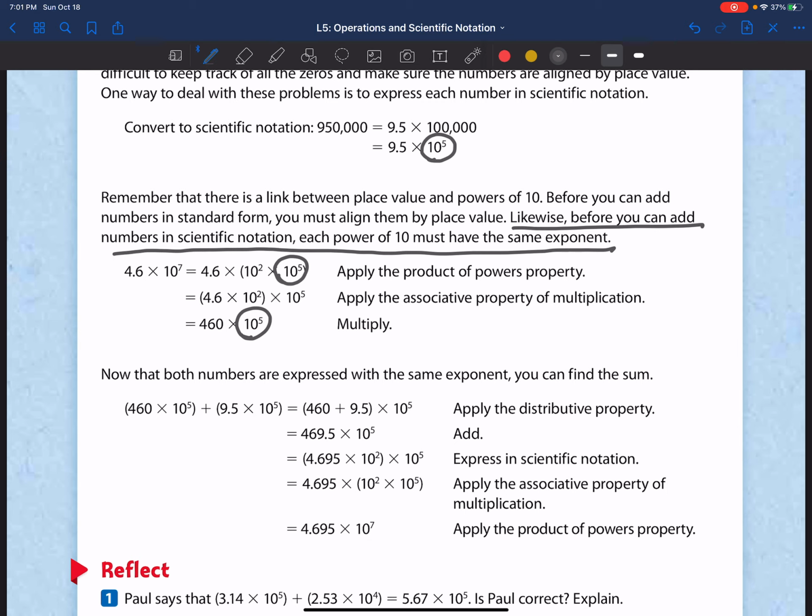So then we can regroup again, just pulling out our common factor, which was 10 to the fifth power. And then we just add 460 plus 9.5. So it's 469.5. And then what you would need to do is put it back in scientific notation, where our coefficient is a number between 1 and 10. So 469.5 does not fit that bill.